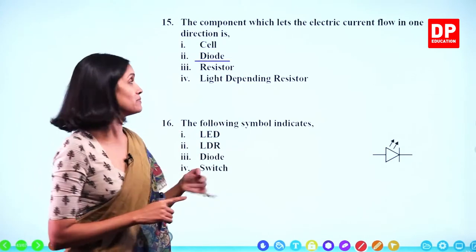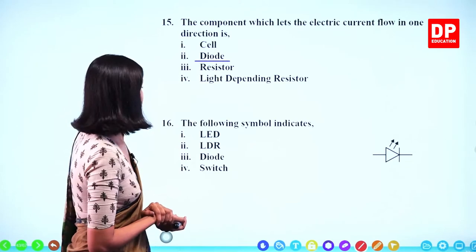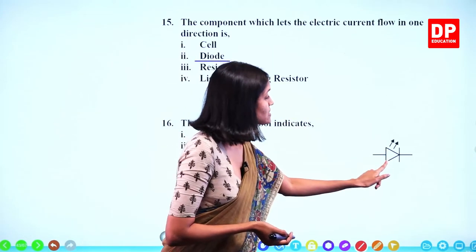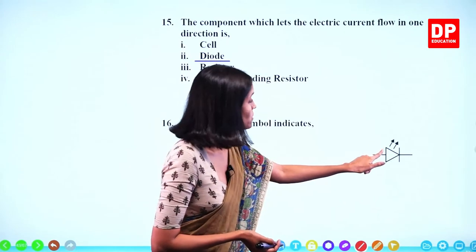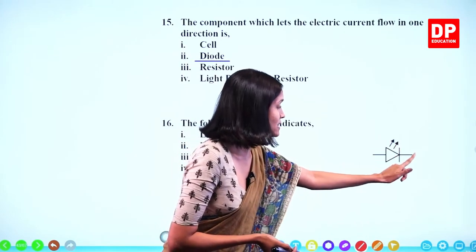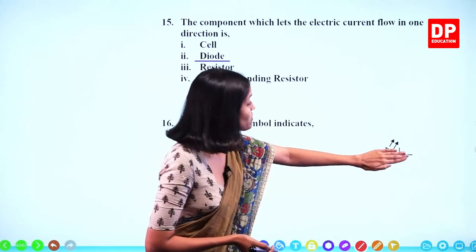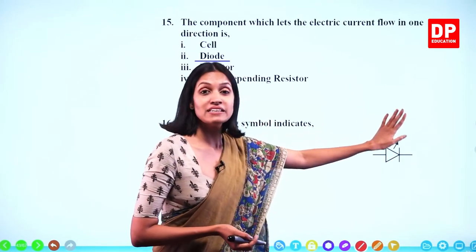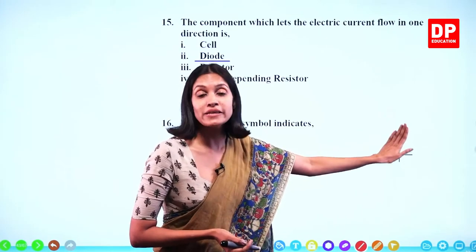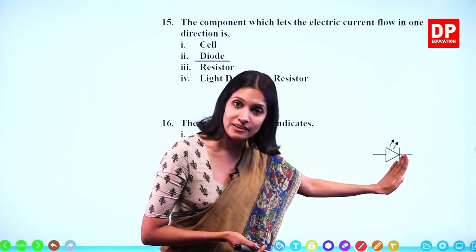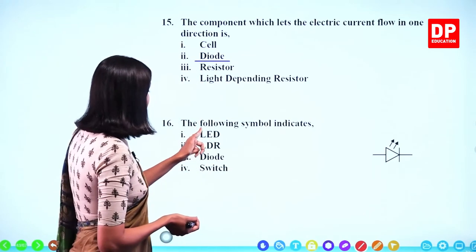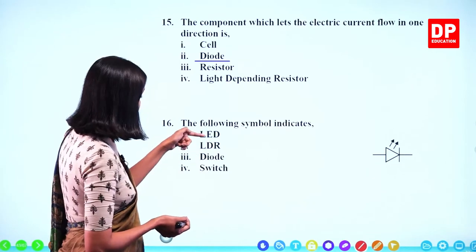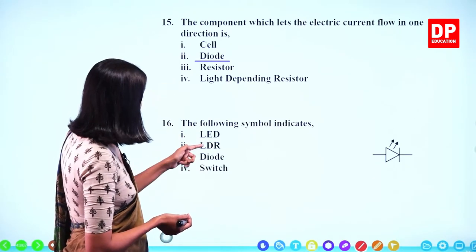LED is also correct, but here the answer given is diode. The following symbol indicates. What is this symbol? You all know that when this arrow with a line is there, that is for diode. If the same one is there with two arrows like this, this is the light emitting diode, which means LED. Okay? LED is light emitting diode. That is the answer. We'll go through the rest.